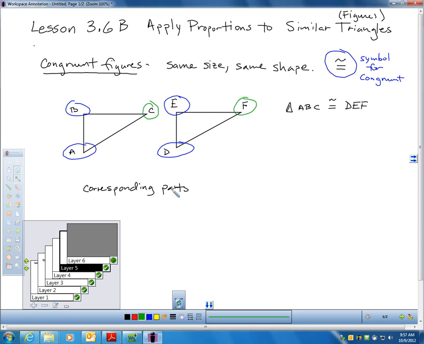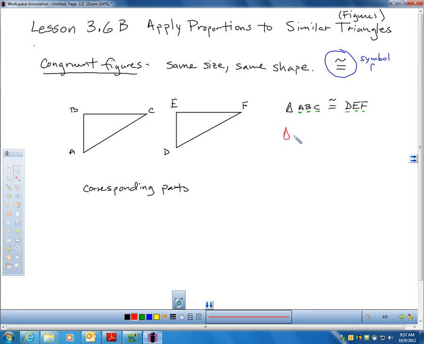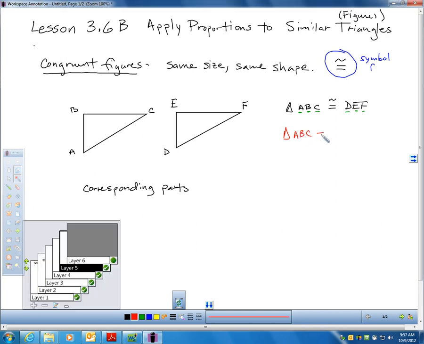C and F correspond. So do you notice when I named my first triangle, when I named my first triangle, ABC, then when it's congruent, I have to name my second triangle DEF because A matches D, B matches E, C matches F. It would be incorrect for me to write triangle ABC is congruent to triangle EDF, because if I do that, I am saying that angle A is corresponding with angle E, and obviously A and E are not in the same relative position on each triangle.